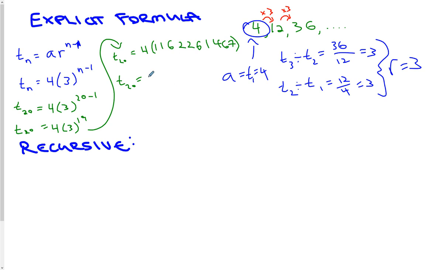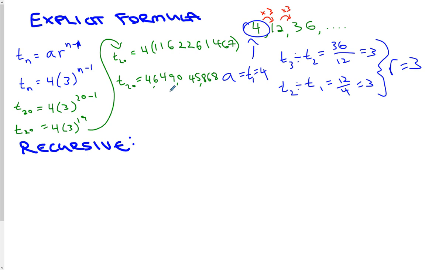This is my 20th term. 4, 6, 4, 9, 0, 4, 5, 8, 6, 8. So that's 4,649,045,868 is our 20th term in this big long string of numbers.